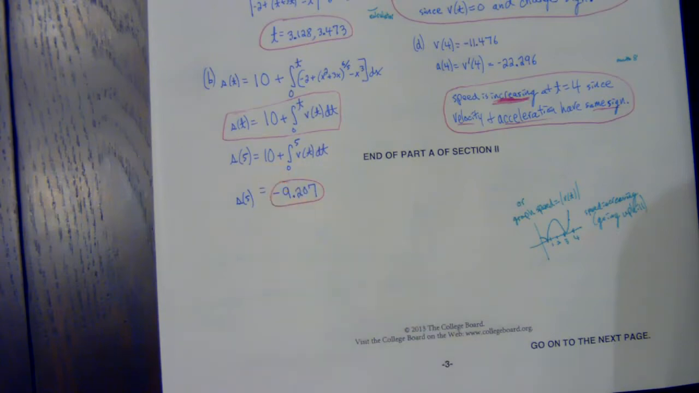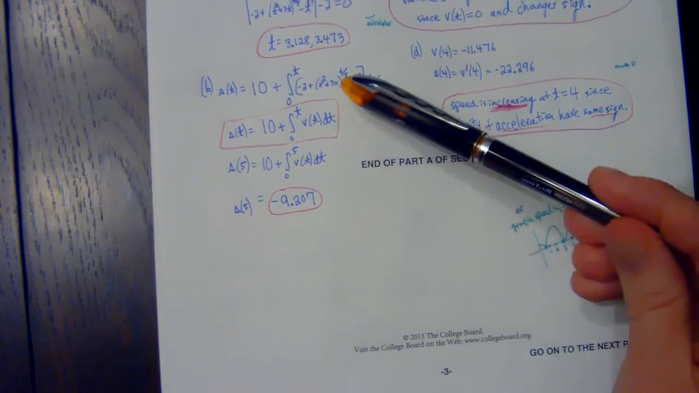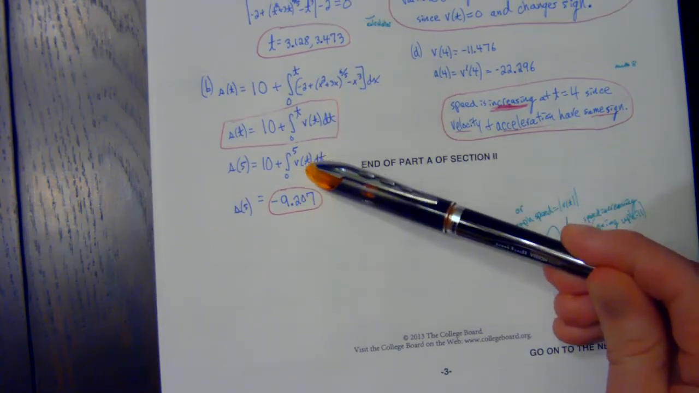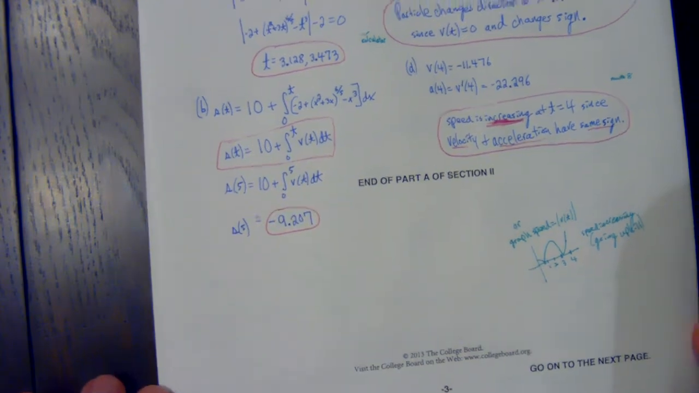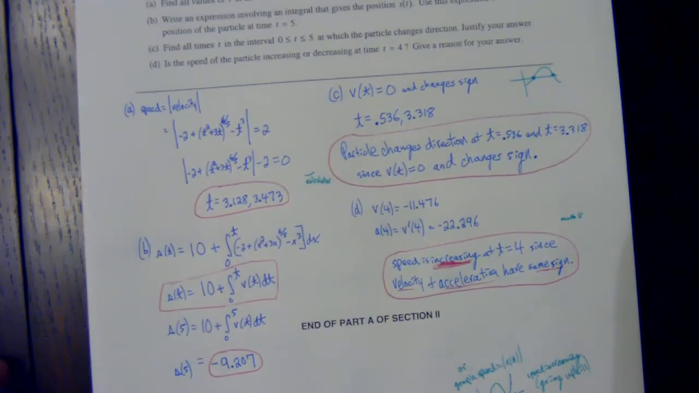Boom, you got your position after 5 seconds or minutes, whatever we're talking about here. Now, if you just integrate the velocity and get an answer, but you forget the plus 10, you will still get some credit for that. It's just not the whole credit there. So we've seen a few of those where you've got to make sure you take into account that initial position.